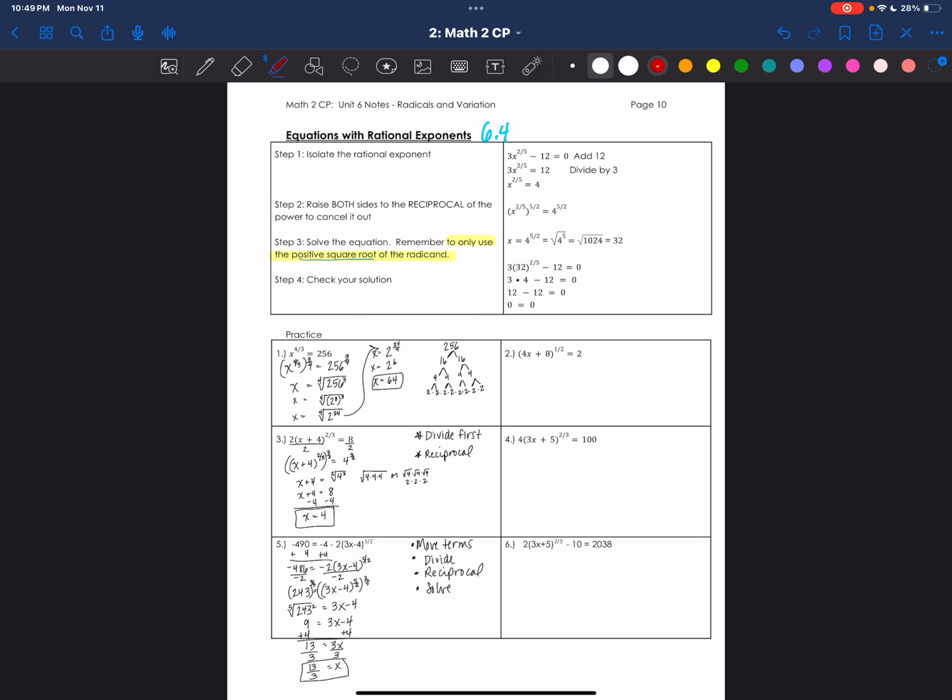All right, and that was a short video on equations with rational exponents, but I want you to be able to go back and solve these.